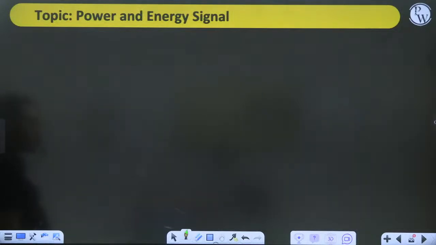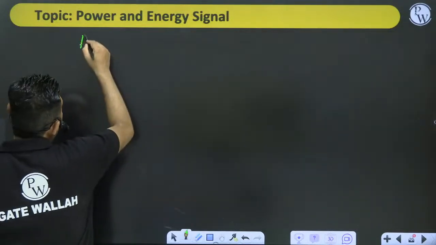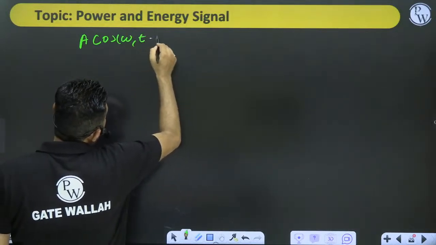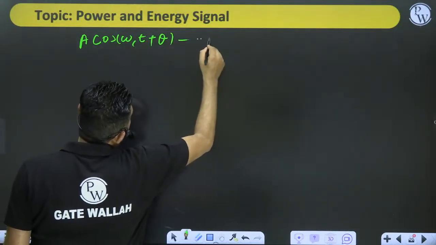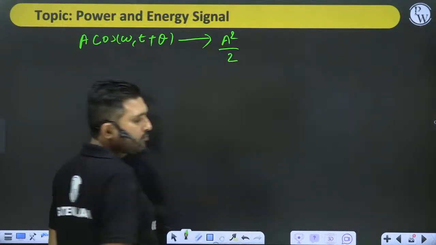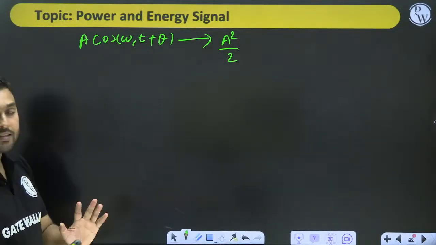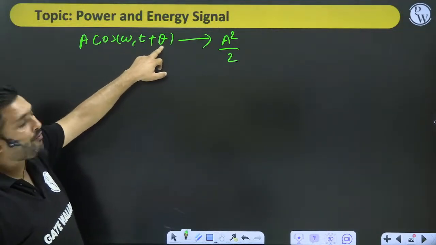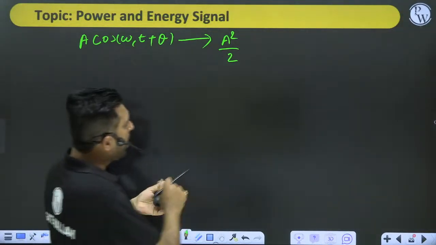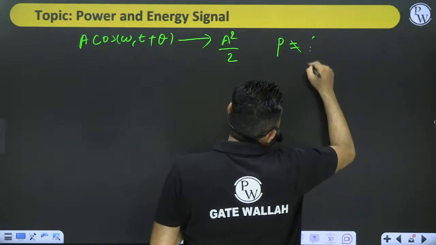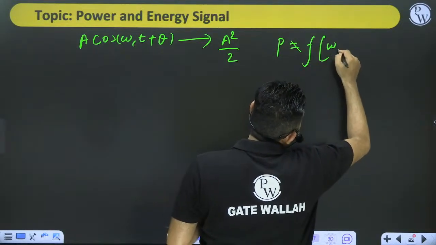What is the most important point is that A cos(ωct + θ) has a power of A squared by 2. That means it does not depend on what? Frequency and phase of the function. So power is not a function of ωc and θ.